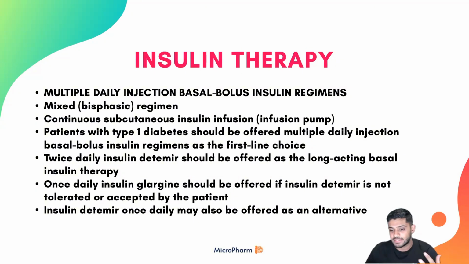You've also got better flexibility with giving patients a higher dose at night, for example, and a lower dose when they take their morning insulin. And that gives you some level of flexibility. If they can't have that, then you can give once daily insulin glargine. And if they can't have once daily insulin glargine, then you can give once daily detemir. So twice daily detemir is your first line.